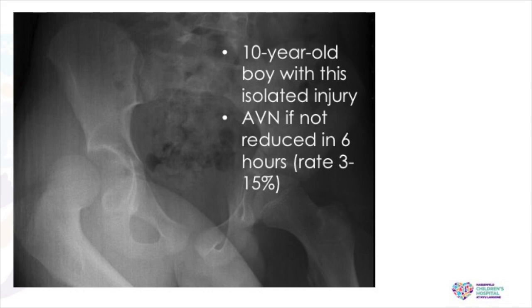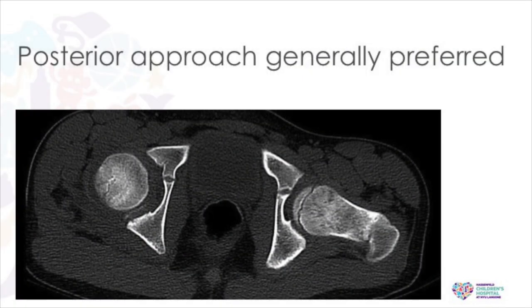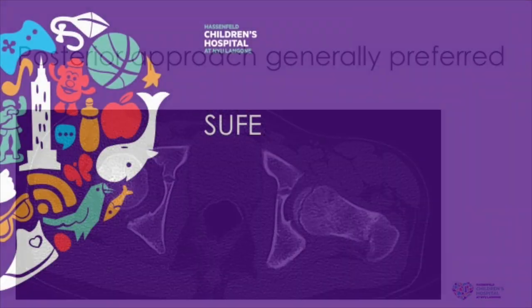It should be noted that the rate of avascular necrosis is significantly increased if it is not reduced within 6 hours, and the typical rate that is quoted is between 3 and 15%. After closed reduction, X-rays should be evaluated carefully for non-concentric reduction, and cross-sectional imaging with either CT or MRI should almost always be performed. Be very wary of identifying posterior wall fragments. A CT shows a fragment interposed within the joint. Surgical exploration is indicated. A posterior approach is typically preferred.